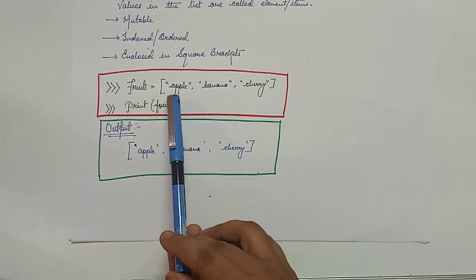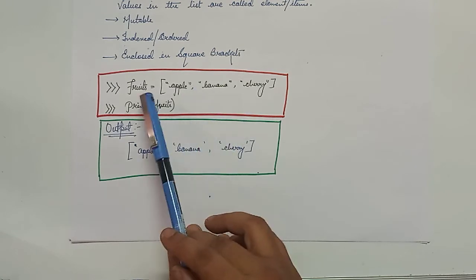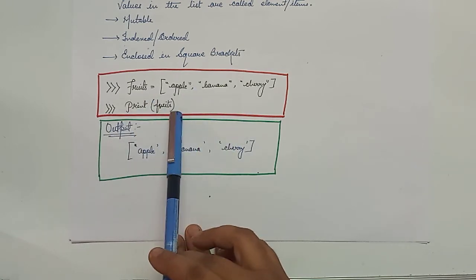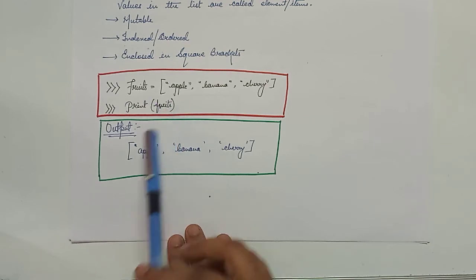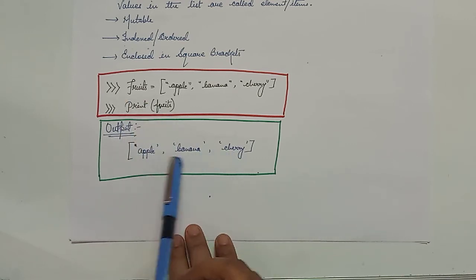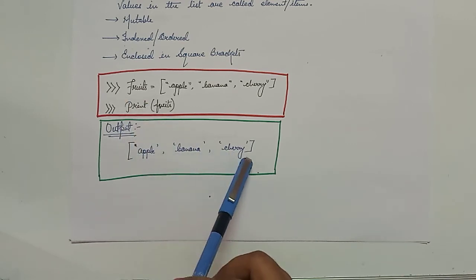If I want to display the contents or the elements of the list, then for this I have to use the print command. Within the print command I have to write the name of the list I want to print, and this will be the output. Basically the contents of the fruits list will be displayed over here.